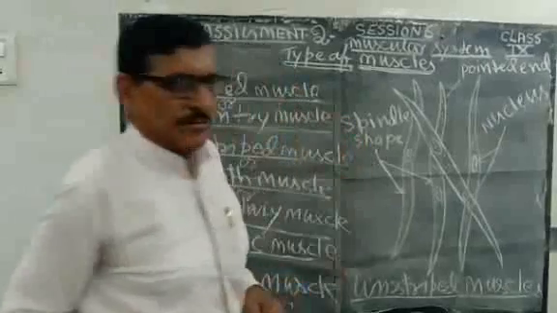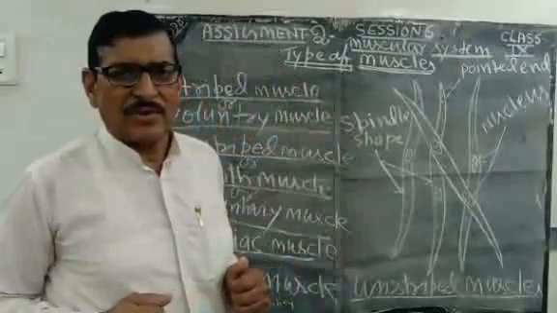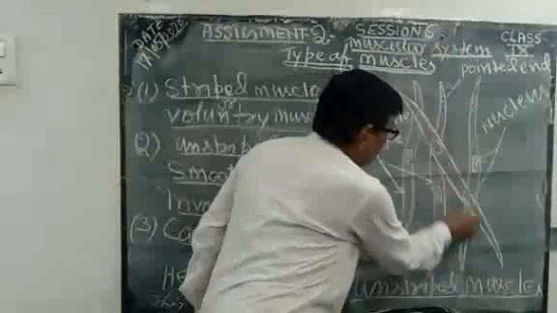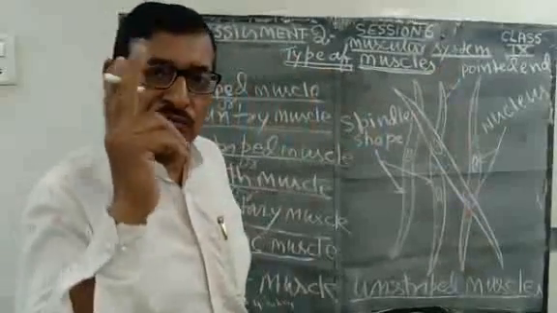These muscles, these cells are thin lines and crossing each other. This one is the main characteristic feature.